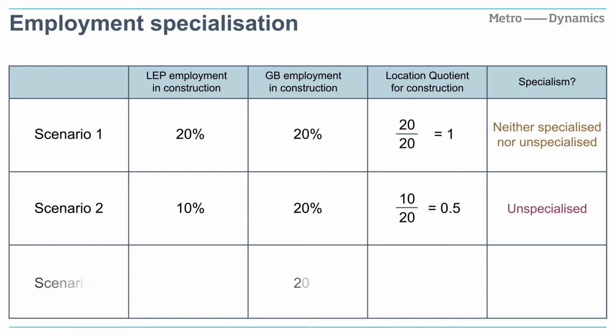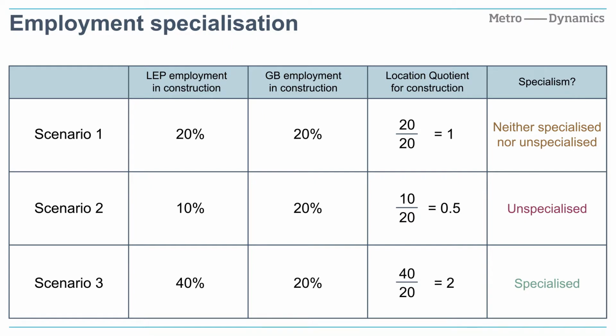On the other hand, let's suppose that 40% of the LEP's employment was in construction. The LQ now becomes 40 over 20, 2. This would clearly show that the LEP area was specialised in this sector, as it has twice the number of jobs as a proportion of total employment. Any LQ values over 1 demonstrate a specialism, and the higher the LQ is, the more specialised that sector is.